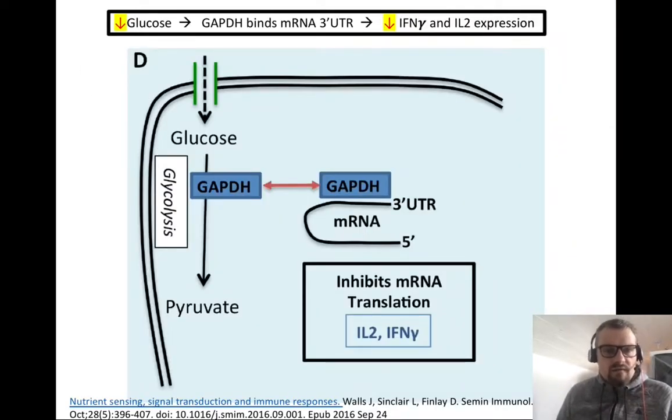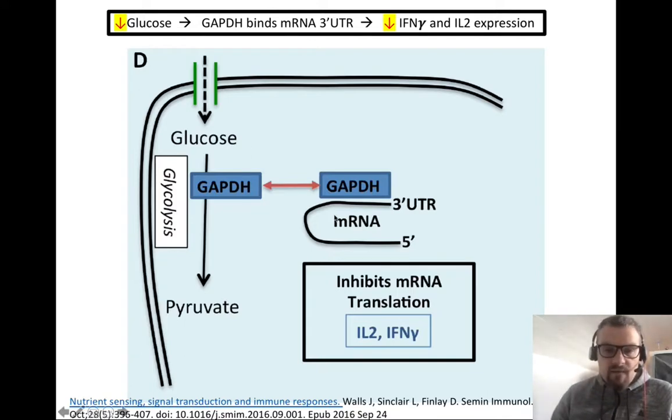Are there any other ways? So we're still on glucose and glycolysis. Well, there certainly was a nice paper going back a good few years as well, showing that the glycolytic enzyme GAPDH can have multiple roles in the cell, so it can act as a glycolytic enzyme, as we've discussed in previous lectures. But it can also bind to RNA, so it can bind to the 3' UTR of messenger RNA and inhibit the translation of the RNA.